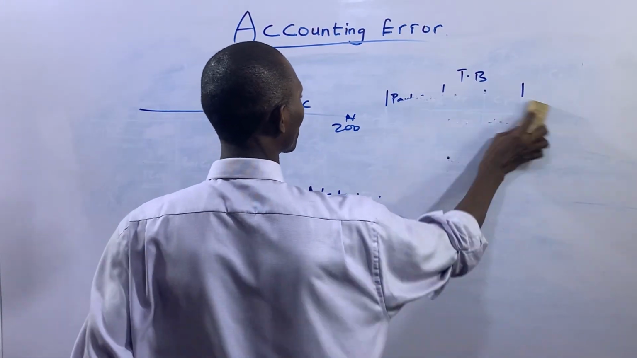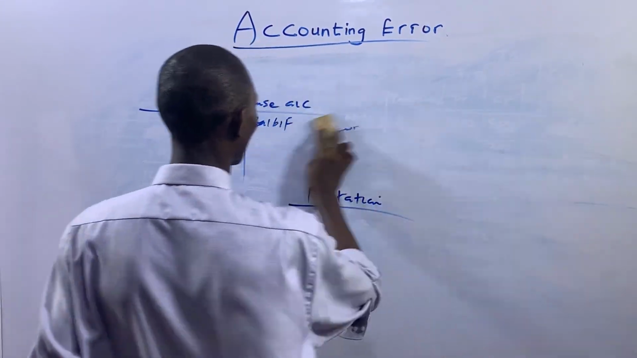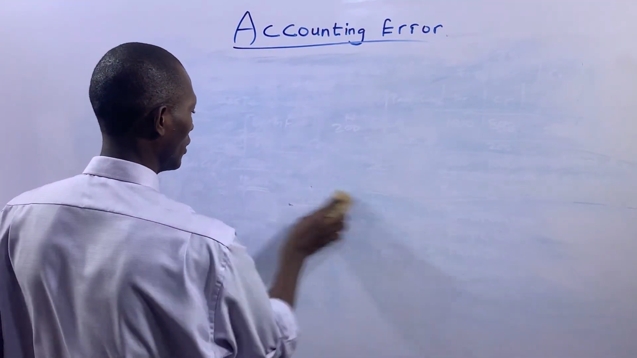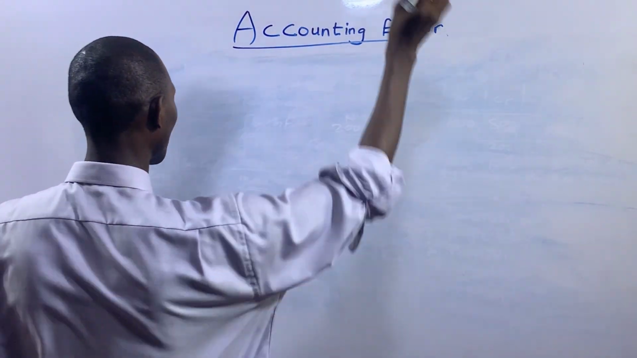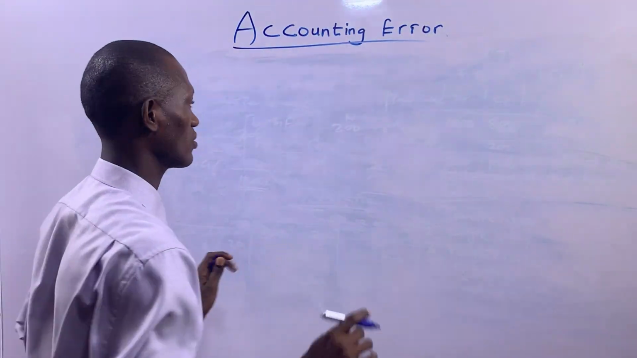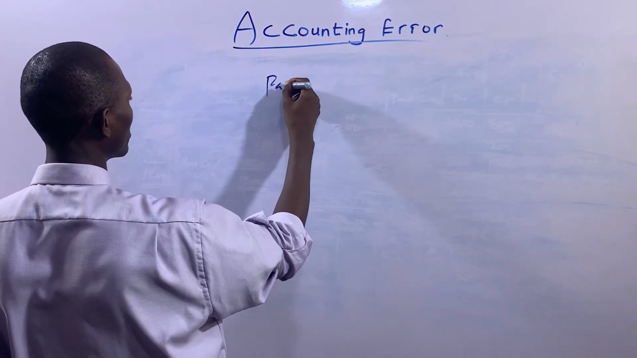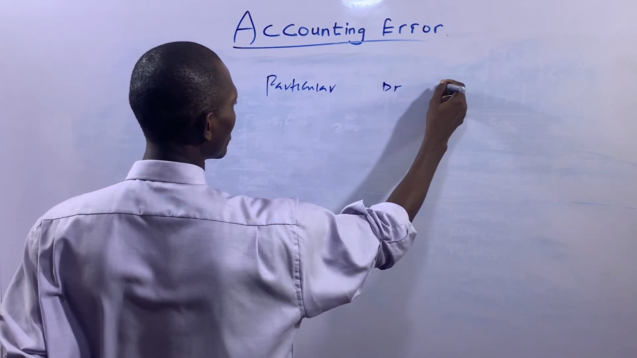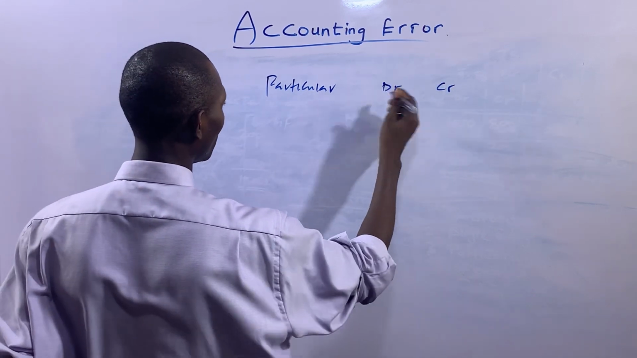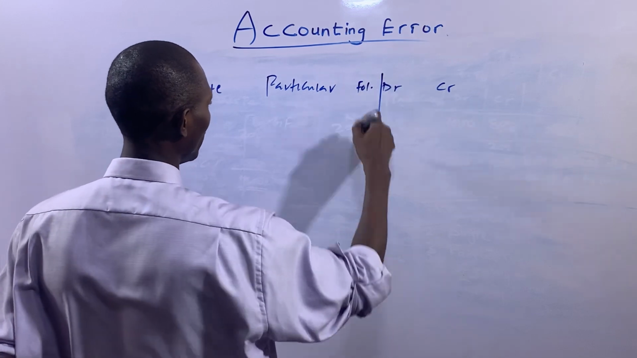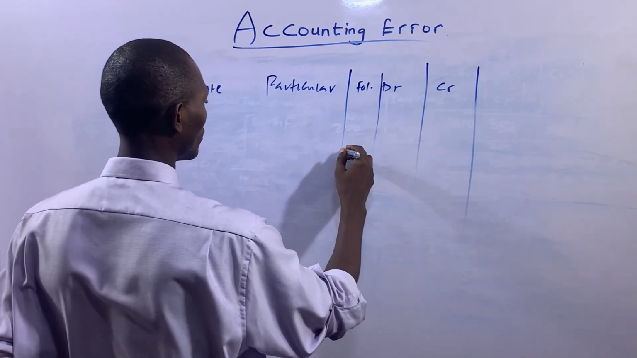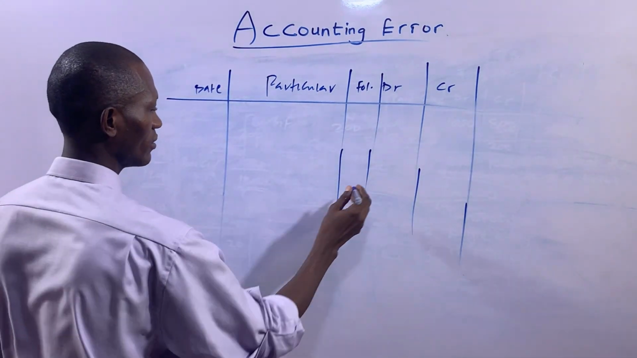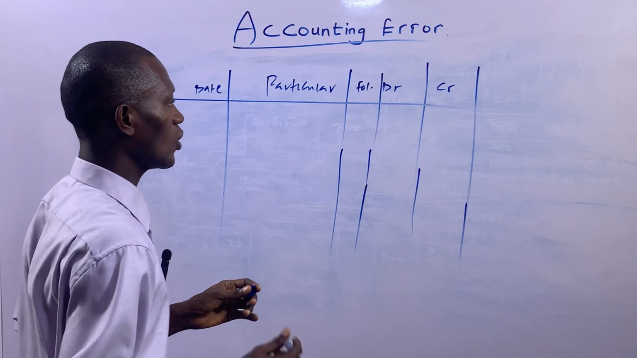Let's say we have... okay. So let's say this is how a journal looks like. So journal is used to correct errors. So this is journal. So most times we have particulars. You could have dates as well. Most times date, particular, then you have debits and credits. Most times you have folio. So this is a journal. So this is what we mean.